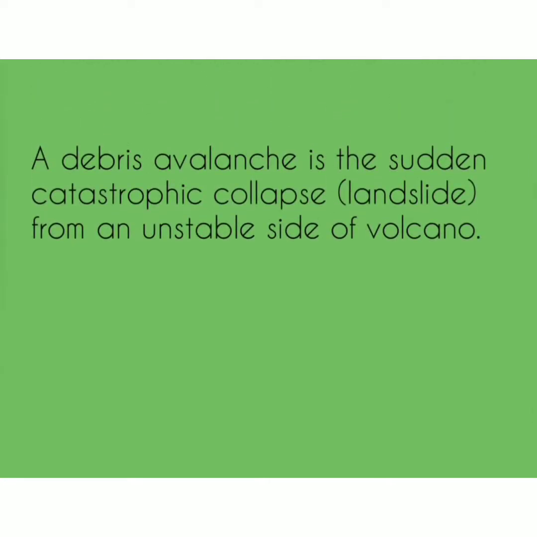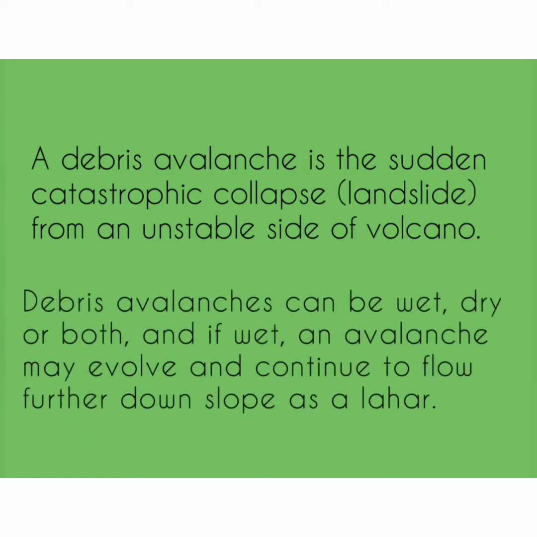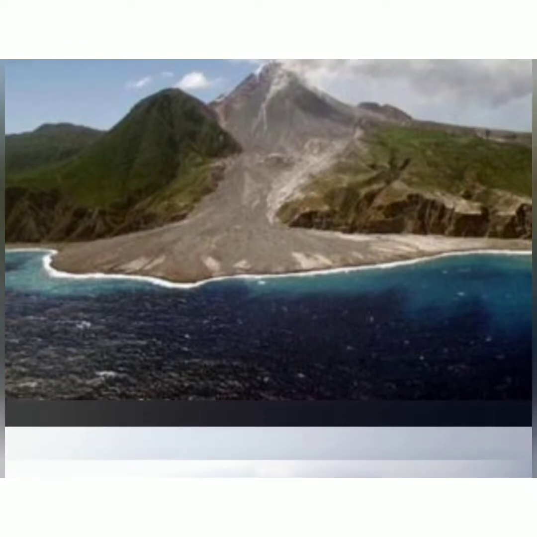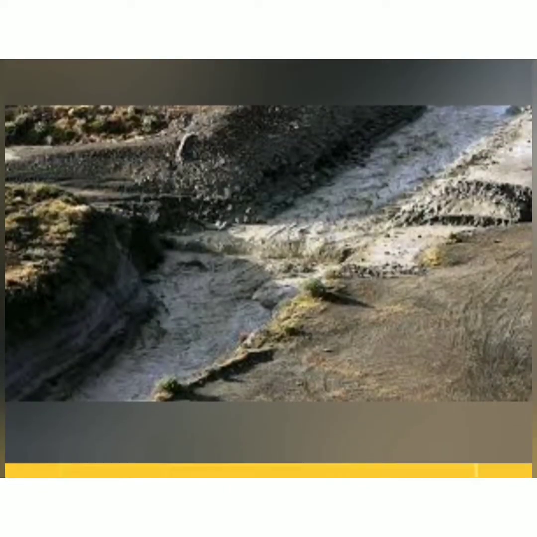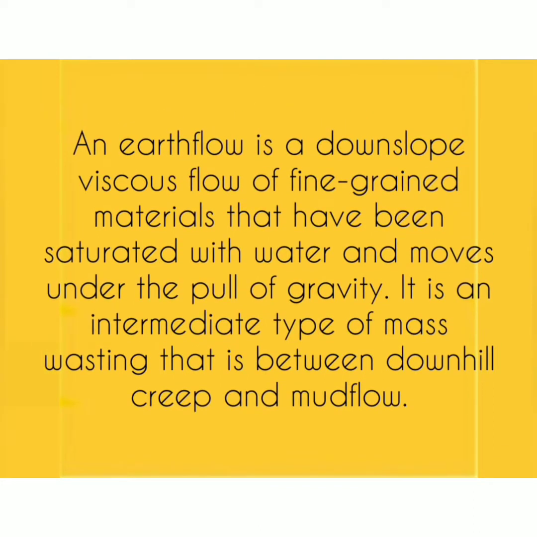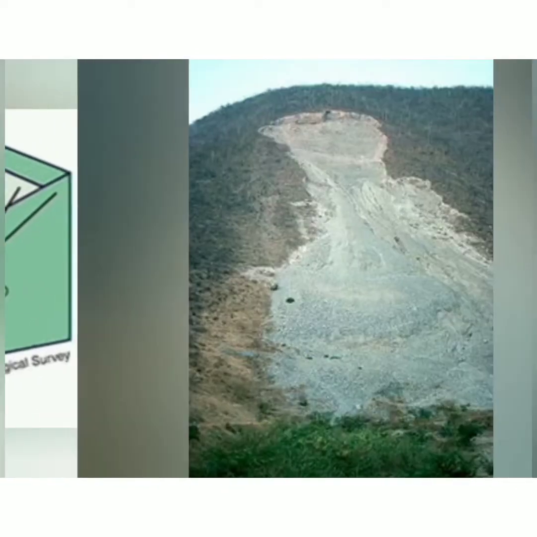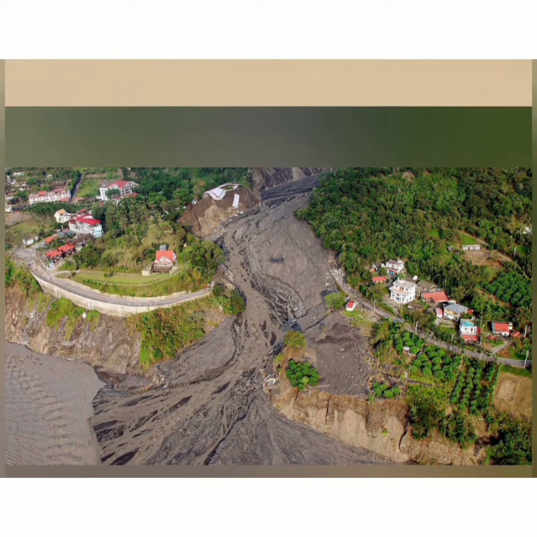Debris avalanche. A debris avalanche is the sudden catastrophic collapse from an unstable site of a volcano. A debris avalanche can be wet, dry, or both, and if wet, an avalanche may evolve and continue to flow further downslope as a lahar. Earth flow. An earth flow is a downslope viscous flow of fine-grained materials that have been saturated with water and move under the pull of gravity. It is an intermediate type of mass wasting between downhill creep and mud flow.